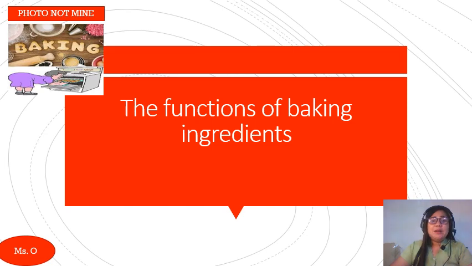The title is The Function of Baking Ingredients. What is the importance of the functions of baking ingredients? Each of the ingredients we use serves a particular function, reacting with each other to produce new combinations and create structure, flavor, and texture of the finished baked products.